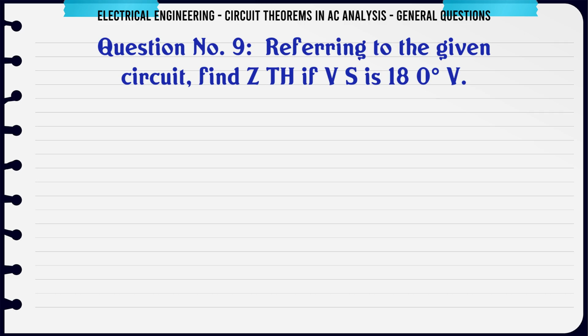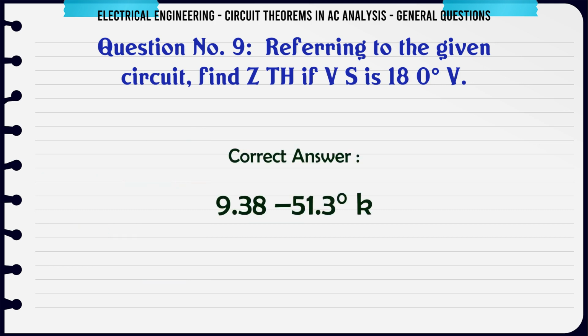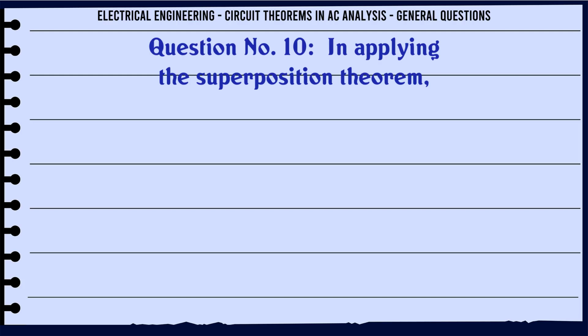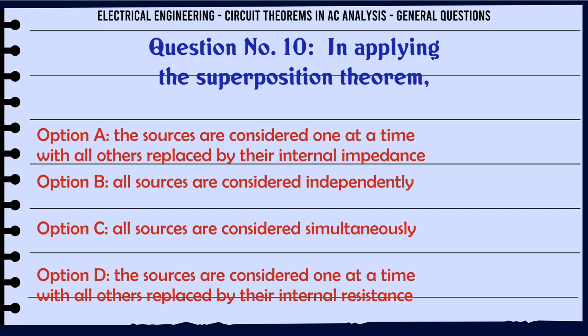Referring to the given circuit, find Z at if Vs is 18.0 V. A: 9.82∠51.3° K. B: 9.38∠51.3° K. C: 180.3∠8.3° K. D: 19.2∠38.3° K. The correct answer is 9.38∠51.3° K.